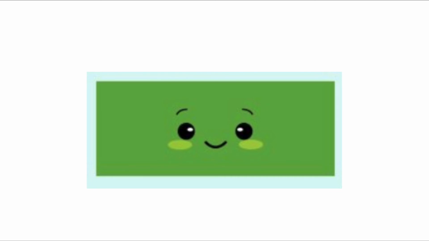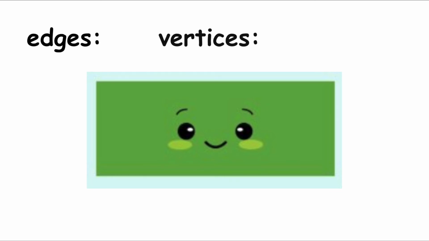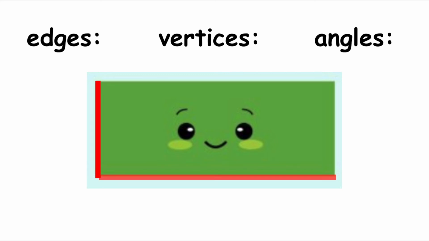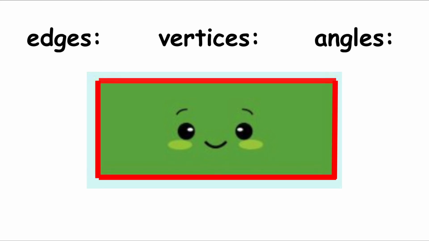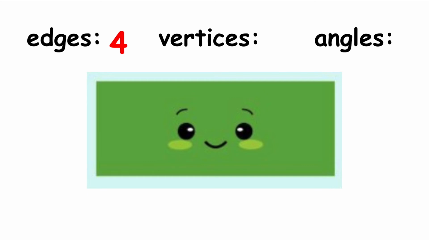In class, we talked about edges, vertices, and angles. So how many edges does the rectangle have? We can count 1, 2, 3, 4. So the edges are the lines that connect the shape. Now vertices are the points. So how many vertices does the rectangle have? We can count 1, 2, 3, 4.